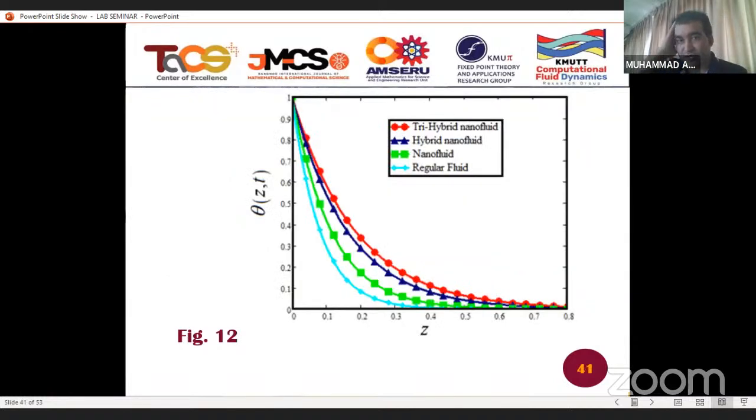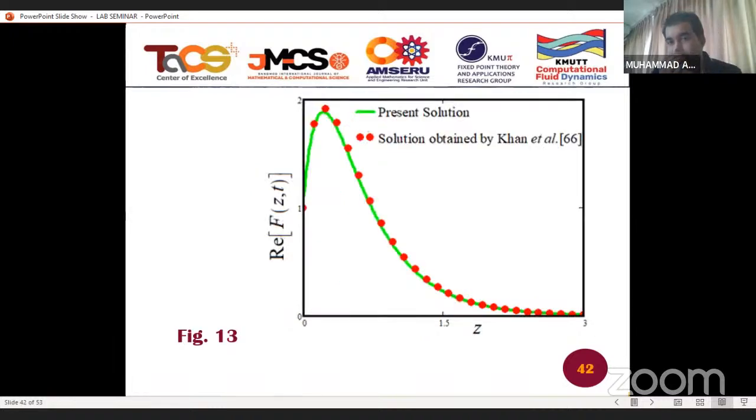This is the comparative analysis of tri-hybrid nanofluid, hybrid nanofluid, and regular fluid. You can see from the figure that tri-hybrid nanofluid is more effective in heat transfer phenomena. Heat transfer can be enhanced more by using the idea of tri-hybrid nanofluid. So this research explains that tri-hybrid nanofluid is more effective in different thermal systems as compared to hybrid nanofluid and regular fluid. As I discussed, we have done some comparative analysis, so the present solution is reduced to the solution obtained by Khan et al., which is the validation of our work and verifies our work.